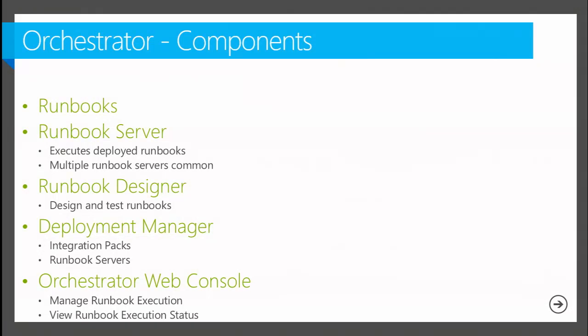Then we have the runbook server. The runbook server is the component that actually executes the runbook. One of the things that's different between runbooks and task sequences is that the task sequence executes on the target box. The runbook executes on the runbook server across the network and touches out to that target box. That's one difference. The runbook server is responsible for executing that. You will probably have multiple runbook servers in your environment to accomplish the different tasks and the load of running runbooks in different scenarios.